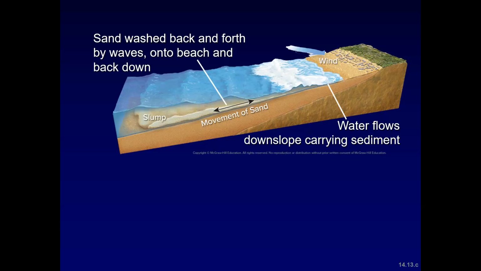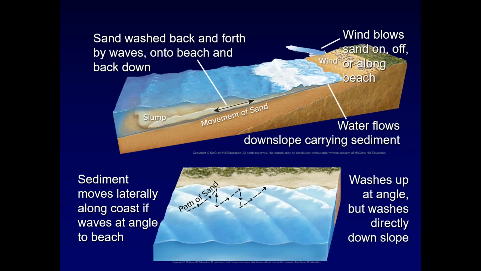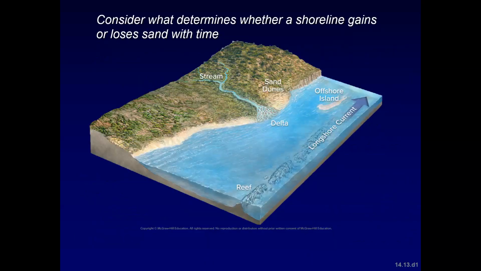Sediment along beaches can slump downhill if the sea bottom is too deep, or too steep, if there's an earthquake or if sediment piles up too fast. And then finer particles of material can be transported long distances down coast by wind. Waves approaching a coastline at an angle can transport sediment laterally along the coast, kind of like this. So what happens when a shoreline gains or loses sand with time?